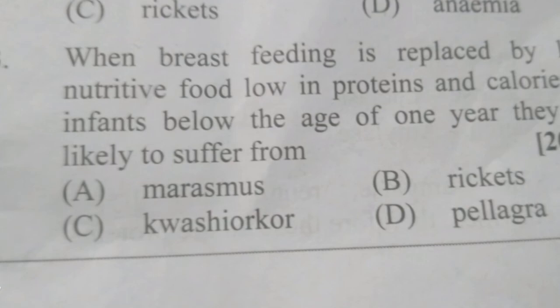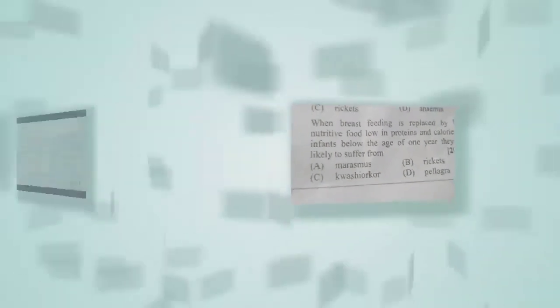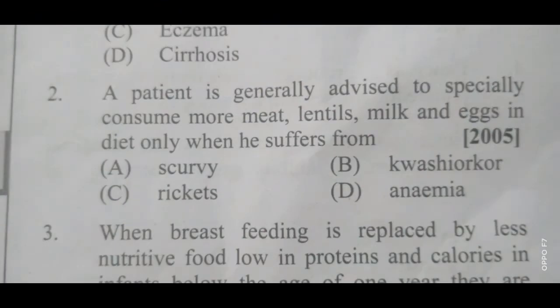Okay, our next question is, when breastfeeding is replaced by less nutritive food, low in proteins and calories, infants below the age of 1 year are likely to suffer from. Pause the video and try to solve it. Okay, our correct answer is A, marasmus. Marasmus is a type of severe malnutrition. So when proteins and calories are replaced, they are vulnerable to such malnutrition.